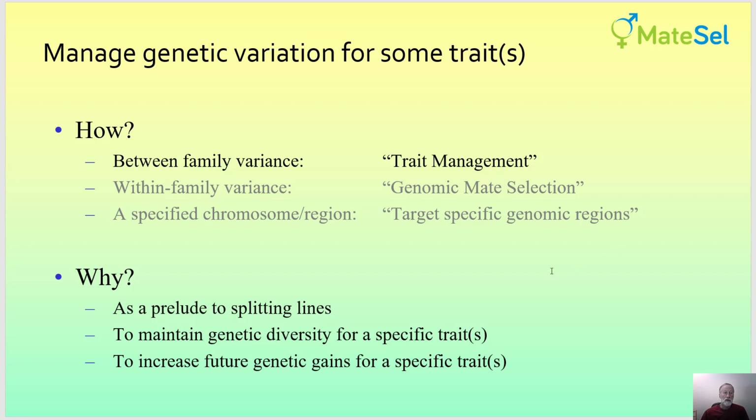Why would we manage genetic variation? Of course, it's potentially as a prelude to splitting lines, but then in that case you might use the bimodality tool or the multiple end uses tool. But of course you may want to maintain genetic diversity for specified traits, and the main reason for doing that would potentially be to increase future genetic gains for specific traits.